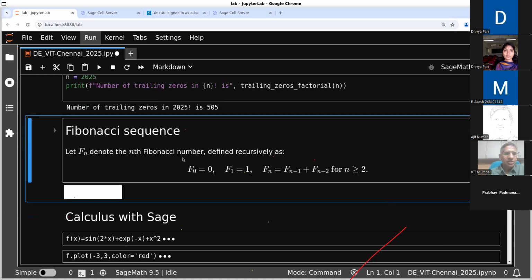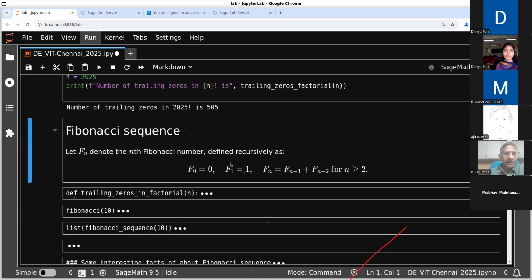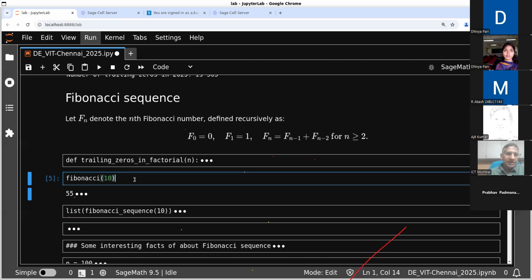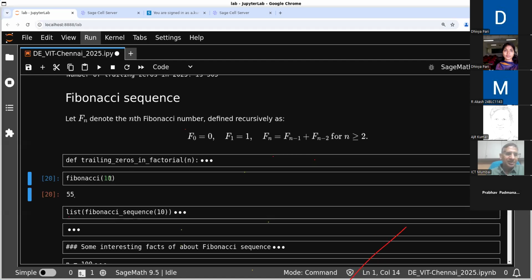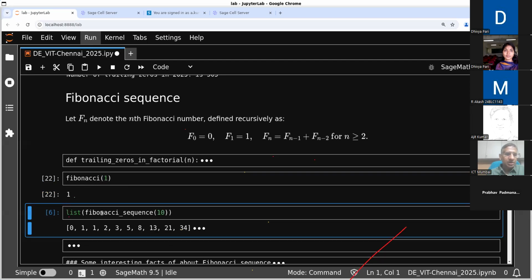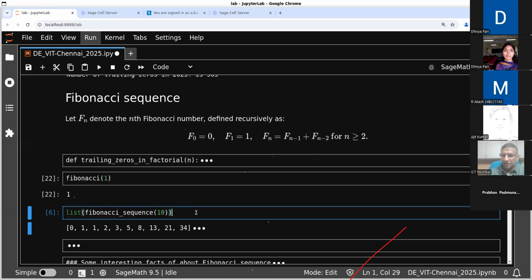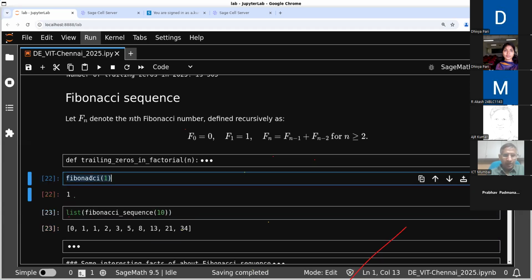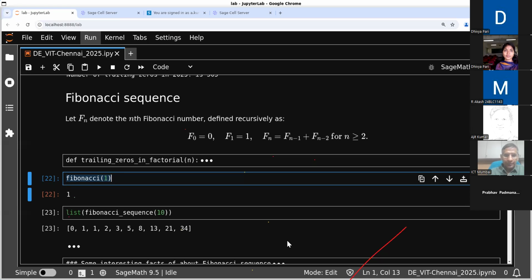In fact, SageMath has an inbuilt function to find Fibonacci numbers. For example, if I look at the nth Fibonacci number, if I look at Fibonacci 10, that's 55. So let me ask, what is Fibonacci 0? It starts with 0, that is how it is defined. Fibonacci 1 is 1, right? And I can list Fibonacci sequence 10, so it will give me the first 10 Fibonacci numbers.